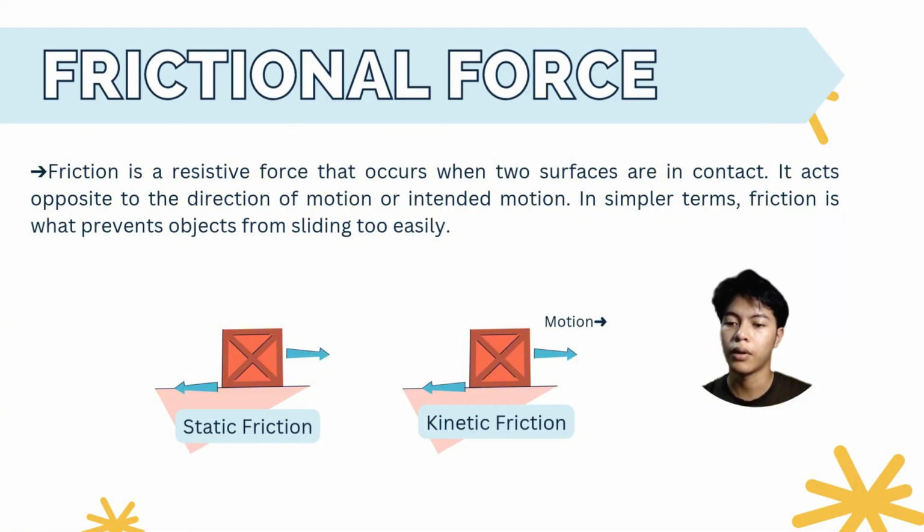There are two main types of friction you need to know. First is static friction. This is the friction that prevents an object from moving when a force is applied. It exists before motion starts. Static friction increases with the applied force up to a certain limit. Once this limit is exceeded, the object begins to move. Second is kinetic friction. Once the object is in motion, static friction is replaced by kinetic friction. This type of friction acts during motion and it tends to have a lower value than the maximum static friction.